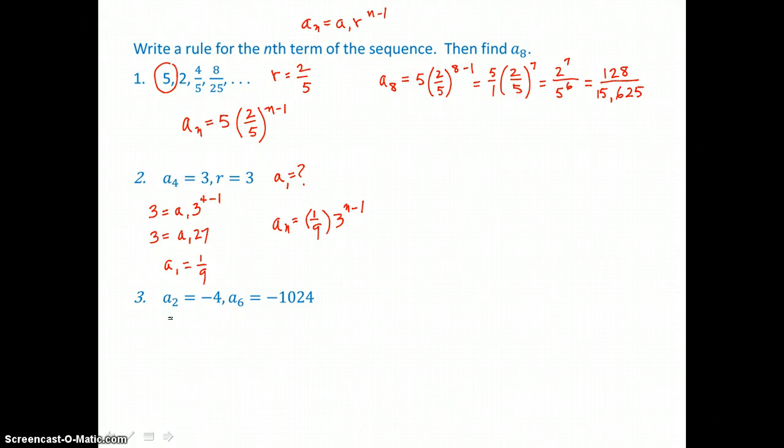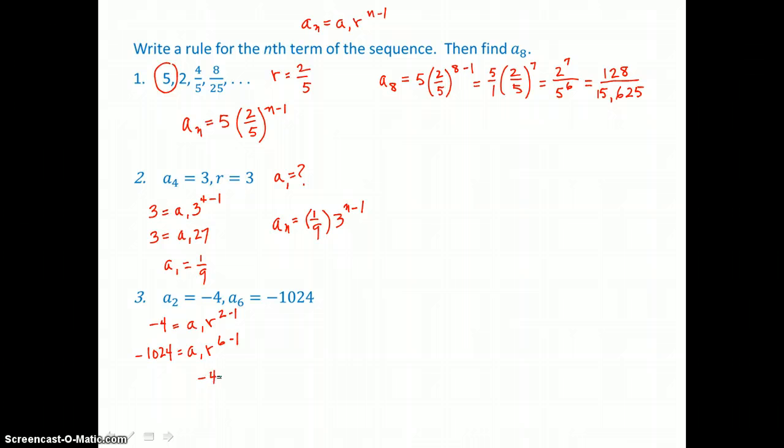And now if we wanted the 8th term, we just substitute in 8 for n and simplify. In problem 3, we're given the 2nd term and the 6th term of a geometric sequence, so we need to find both the first term and the common ratio. So we'll write a system of equations. Negative 4 is equal to a sub 1 times r raised to the 2 minus 1 power, and negative 1024 is equal to a sub 1 times r raised to the 6 minus 1 power.